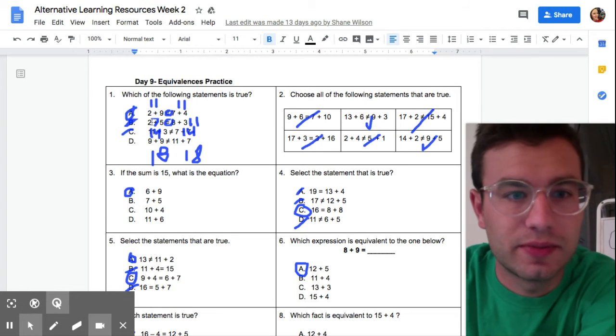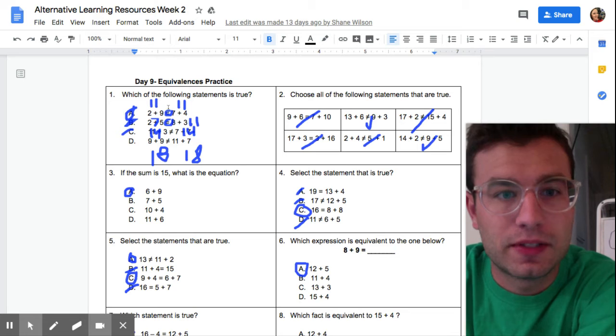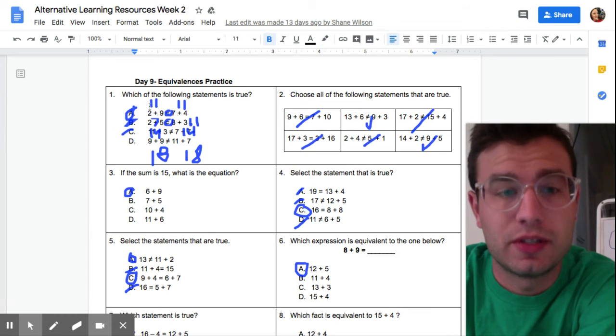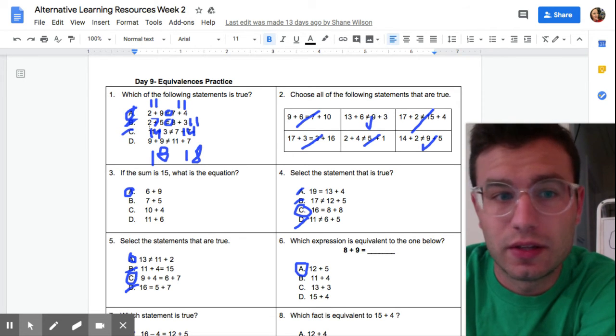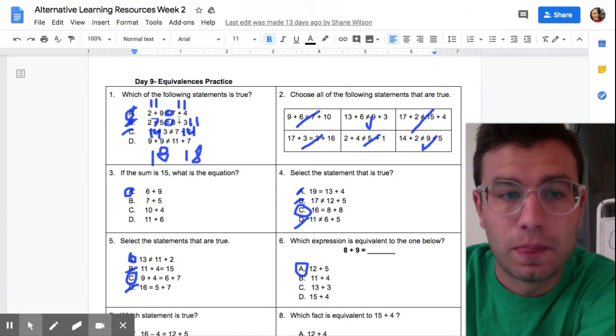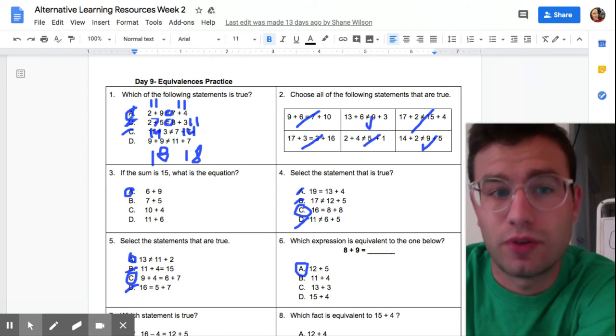All right, y'all. So I finished this one up. Which of the following statements are true? 2 plus 9 equals 7 plus 4 is true because both sides are equal to 11. So I circled that one. Here's why the other ones are not true, though. Because 2 plus 5 is 7. 8 plus 3 is 11. 7 is not equal to 11, so that is false. So I cross it off.